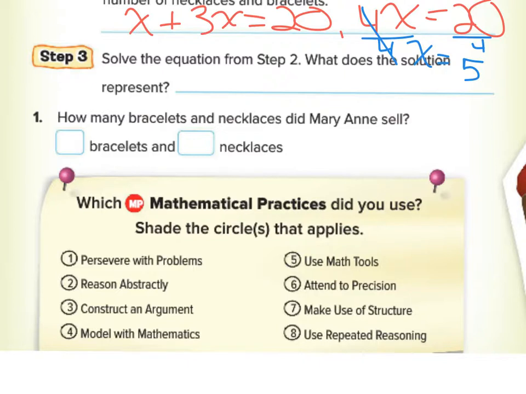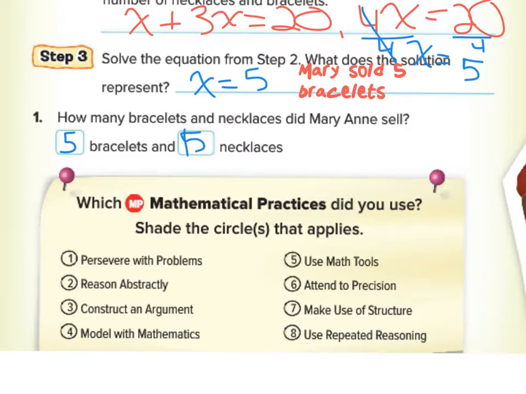x equals 5. So if x equals 5, we can say that Marianne sold 5 bracelets. And if Marianne sold 5 bracelets, that means that she must have sold 3 times this amount in necklaces, which would be 15. So let's write that out. We have 5 bracelets right there and 15 necklaces for a total of 20 items.